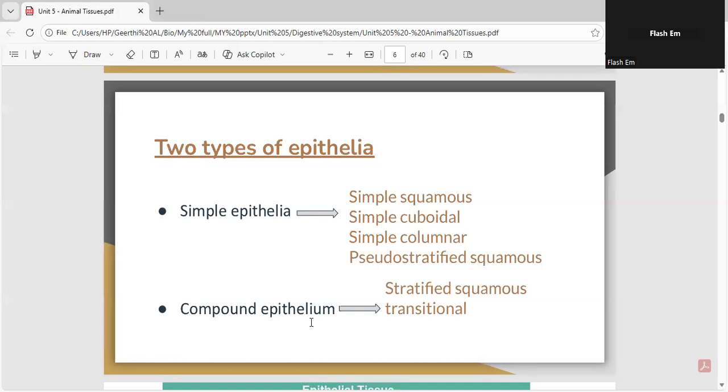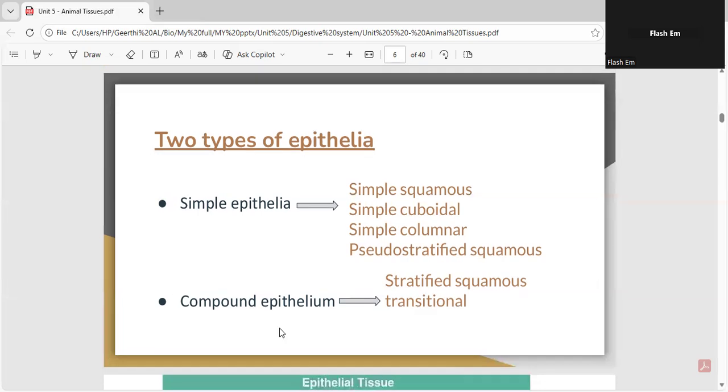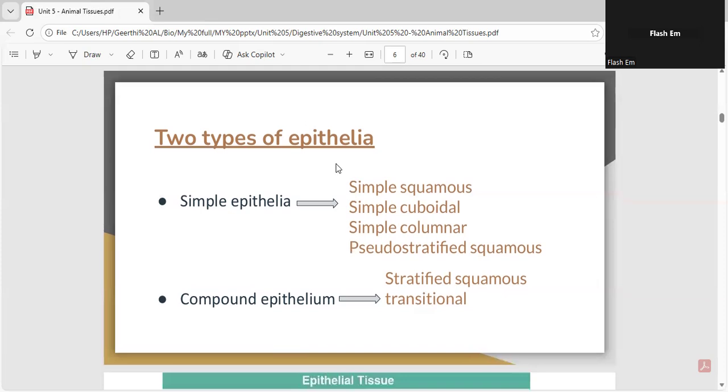In our A-level syllabus, we don't have any notes or references about transitional, but we have to know those four simple epithelia and one compound epithelium. Okay, so these are all about the first classification of epithelia, simple and compound. You have to note down that simple is a single cell layer while compound is several cell layers, and you have to know the epithelia types present in them.